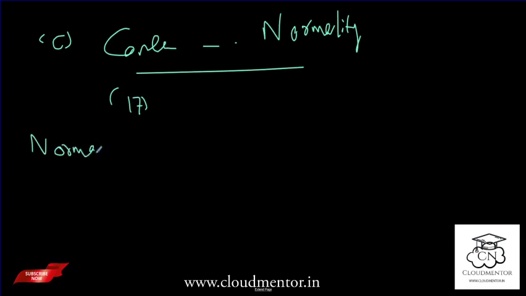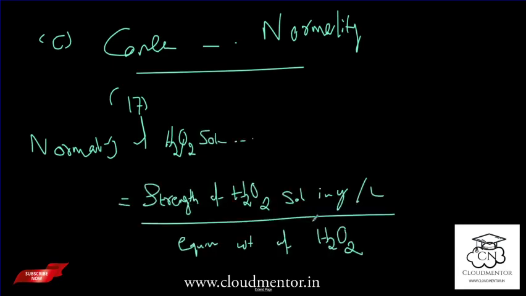Normality of H2O2 solution will be equal to the strength of H2O2 solution in gram per liter divided by the equivalent weight of H2O2. This is the way to calculate the normality of H2O2 solution.